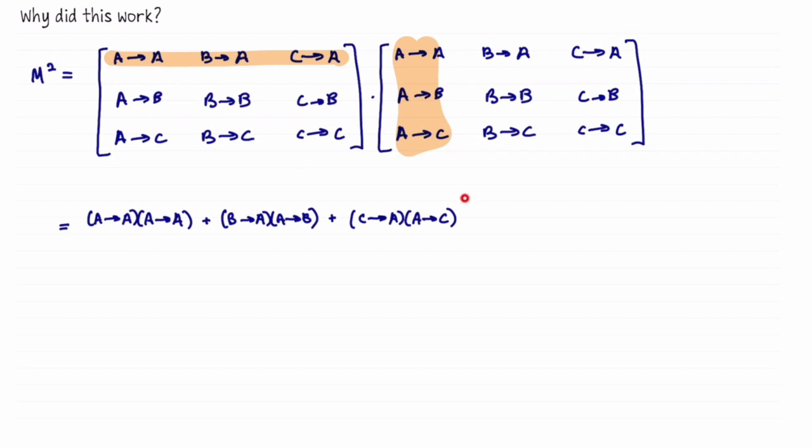I wrote these terms in the order in which I encountered these entries as I did this product, but multiplication of numbers is commutative. So I'm going to take that middle entry and just switch the order. Instead of writing B to A to B, let me just write A to B, B to A. It's the same product. And then similarly for that third term, instead of doing the probability C to A times the probability A to C, I'm just going to switch the order of those two terms. So we'll do A to C times C to A. It's the same product.